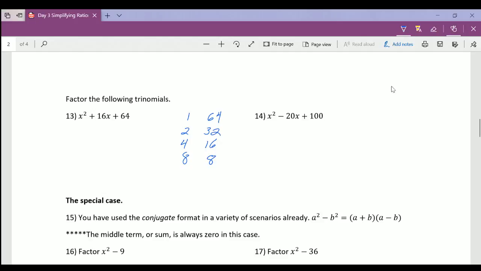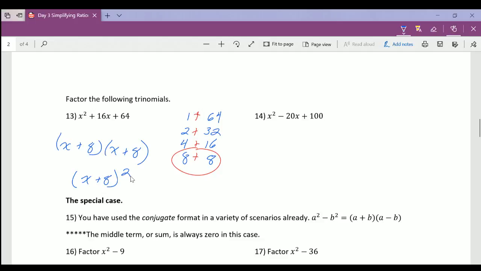So now we're just looking for the ones that when I add the two numbers together, I get 16, which is going to be that one right there. It's a pair of 8s. So we've got x plus 8 times x plus 8. And since it is the same thing, multiplied by itself, you could also write it as x plus 8 squared. Okay, that's going to be important for later.